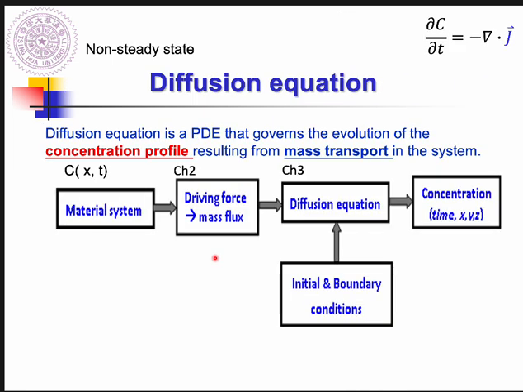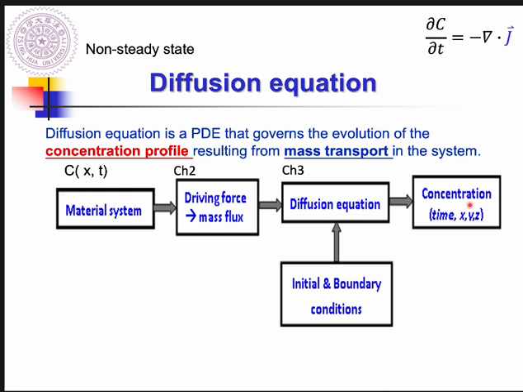Okay. So for non-steady state, it's more complicated because we do have a concentration gradient, but the concentration profile does change with time. So you need to have extra time: the partial C partial T does not equal 0. So things are complicated. Now the concentration changes with time, not only with location.